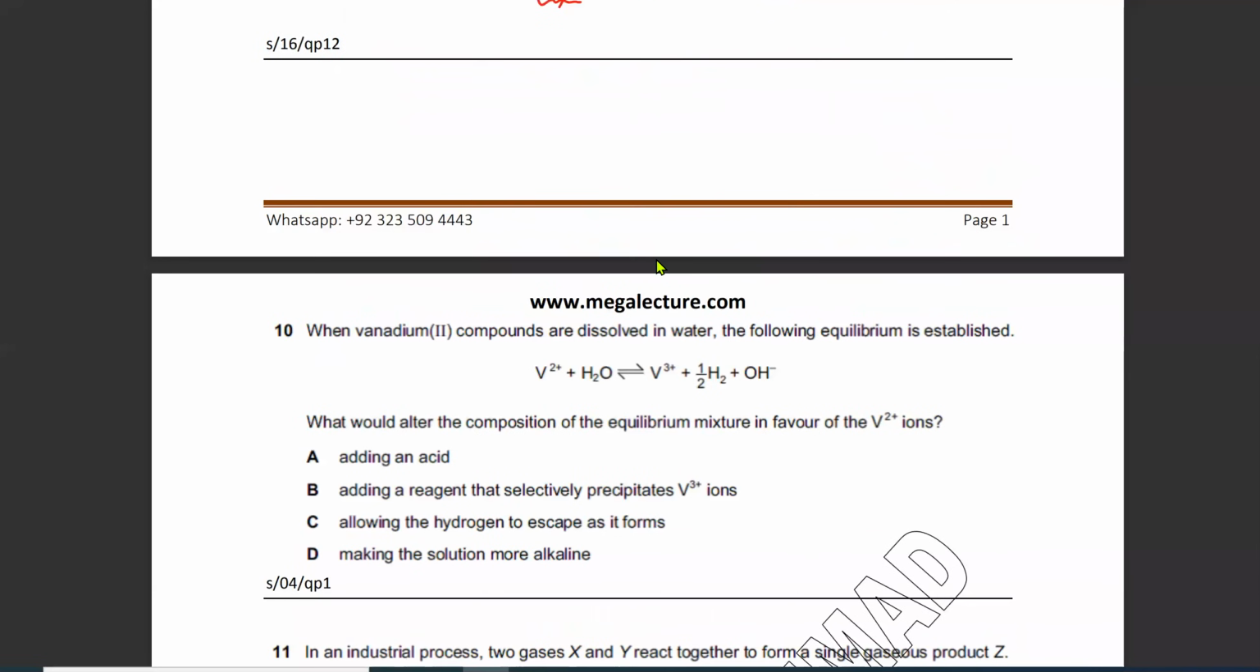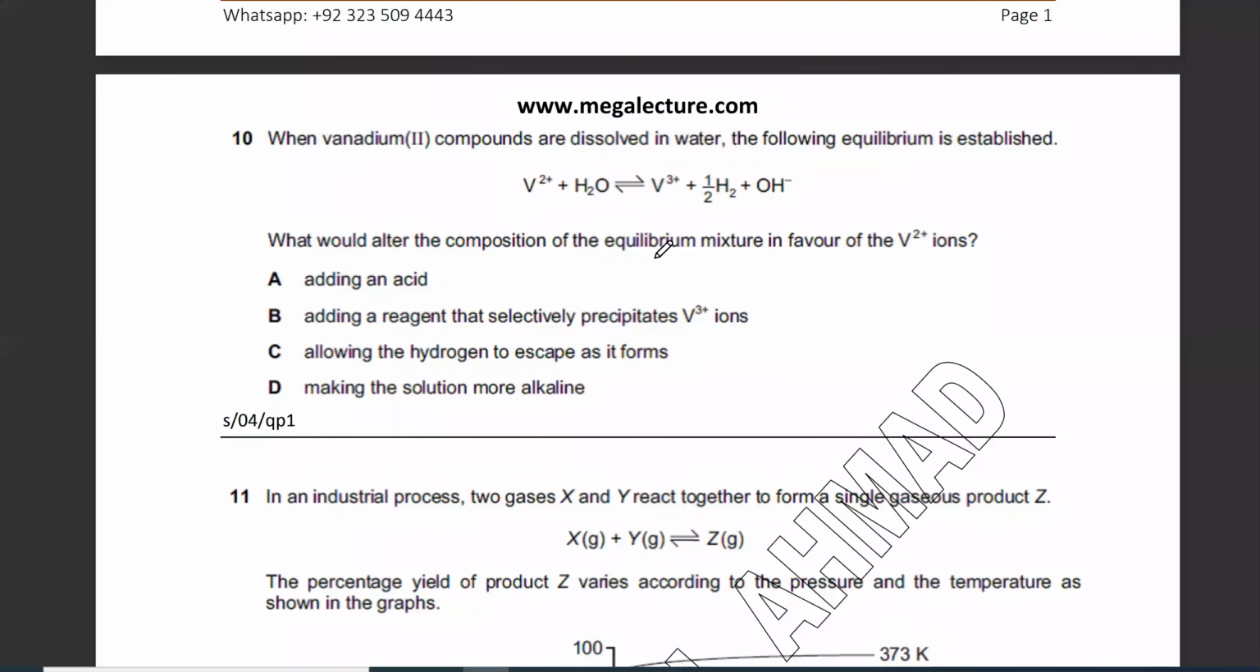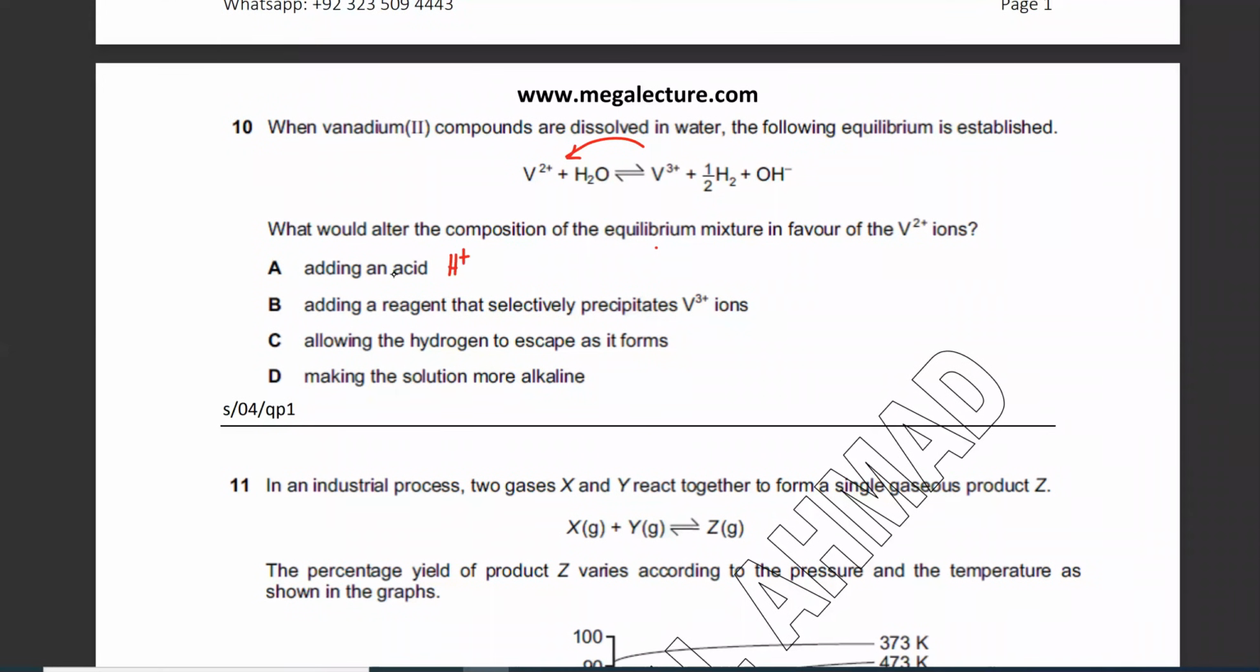So then you have the next one. He's again saying, what would alter the composition of the equilibrium mixture in favor of V2 plus ions? So you want the equilibrium to shift backwards. I mean, you want V2 plus ions to be favored. You want more of V2 plus ions. So if you add an acid, like if you add H plus ions, there is no H plus in the equilibrium, but what would H plus react with? OH minus. Okay, they're going to react with OH minus.